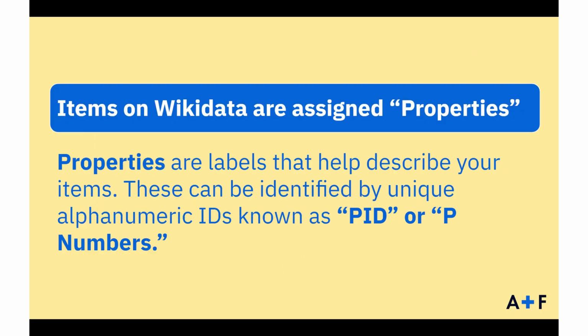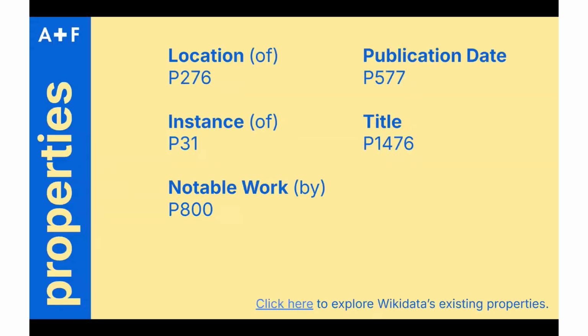Each item on Wikidata is assigned properties. Properties are labels that describe the item. Each property has a unique alphanumeric ID that starts with a P. Here are some examples of properties.